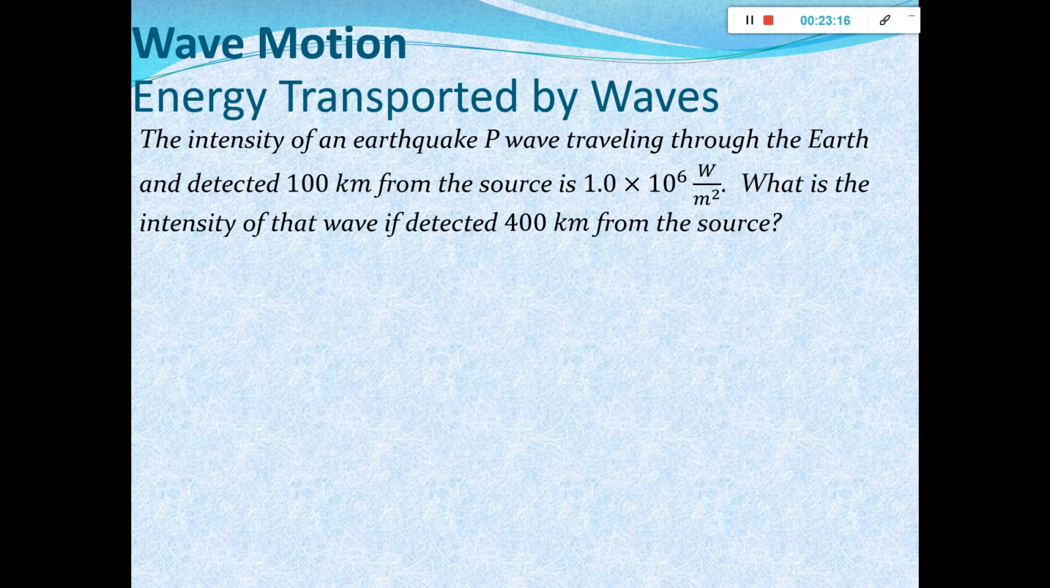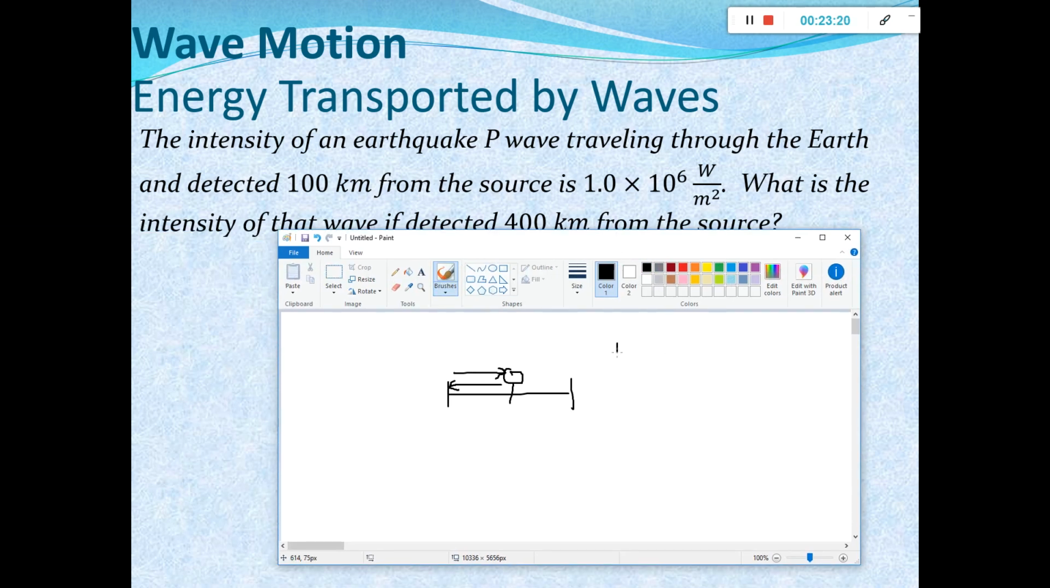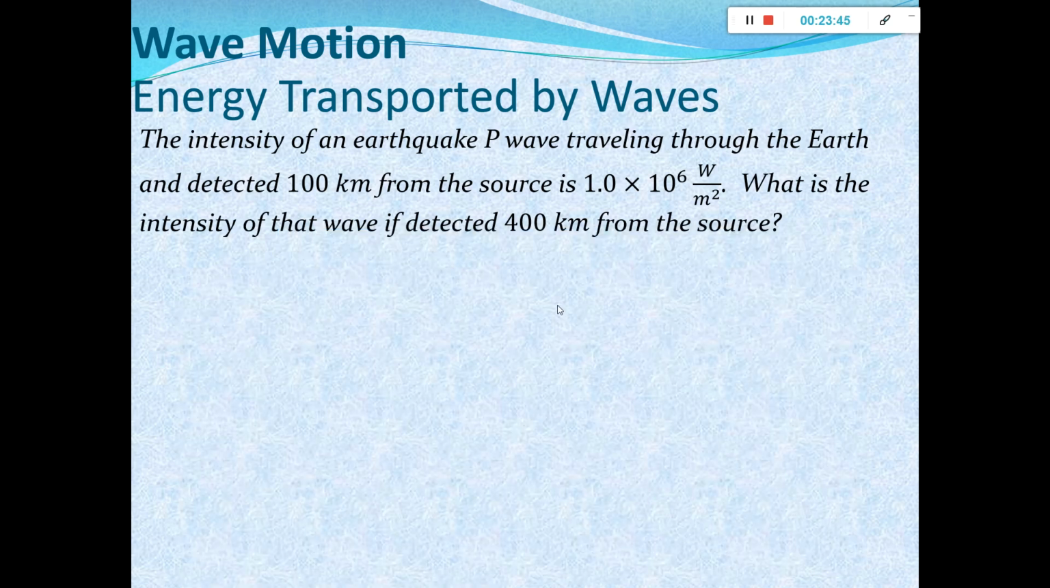Now, make sure that you don't make the mistake of doing something like this, where you say the 100 kilometers is equal to 1 times 10 to the 6th, and then divide the 100 by 400, and then set it equal to the 1 times 10 to the 6 over x, and be like, oh, well, the distance got quadrupled, so the intensity should get quadrupled. That's not how it works. Remember, they have an inverse square relationship.